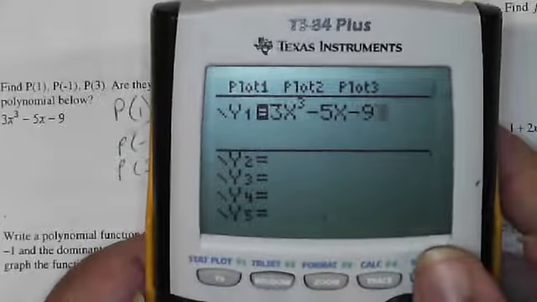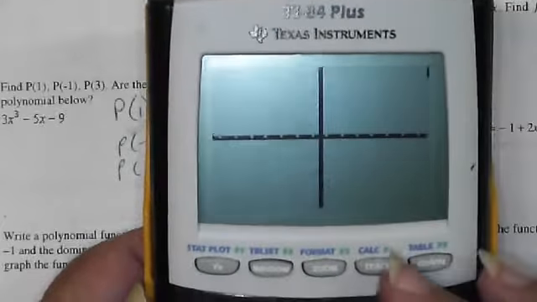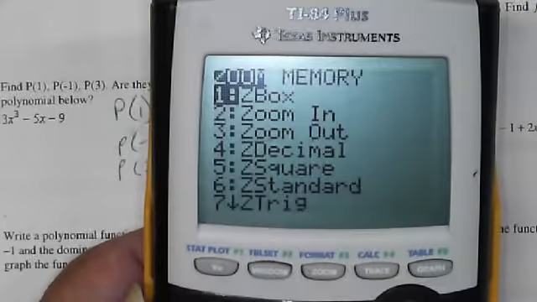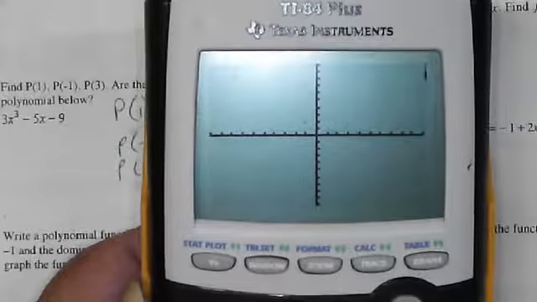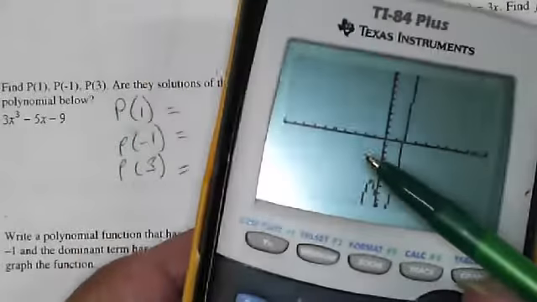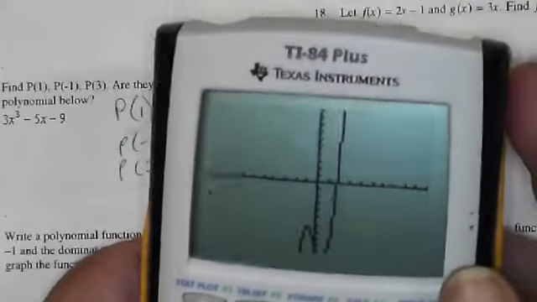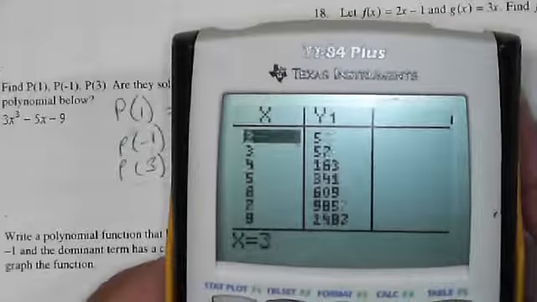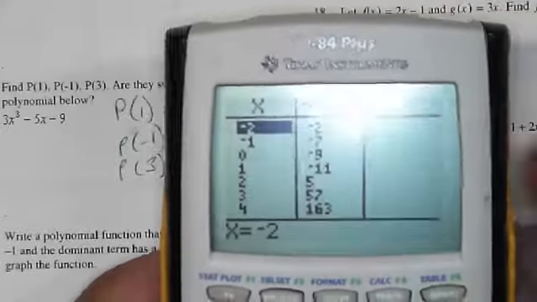Alright, so if you hit graph, you'll see what it looks like. Ooh, let me zoom out of that. Zoom standard. Alright, that's much better. Oh, only one solution there. That's not any of those. Alright, so we'll look at our table. We want to know p of 1, -1, and 3.